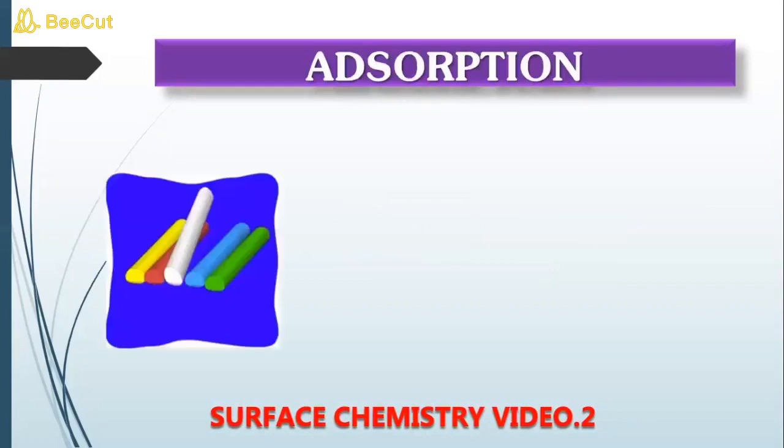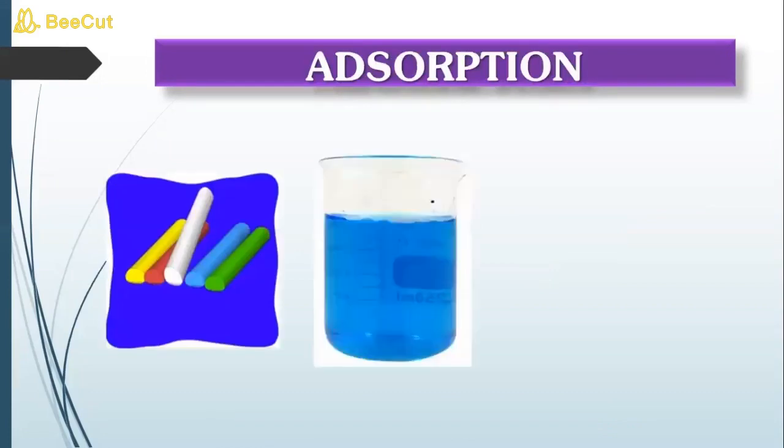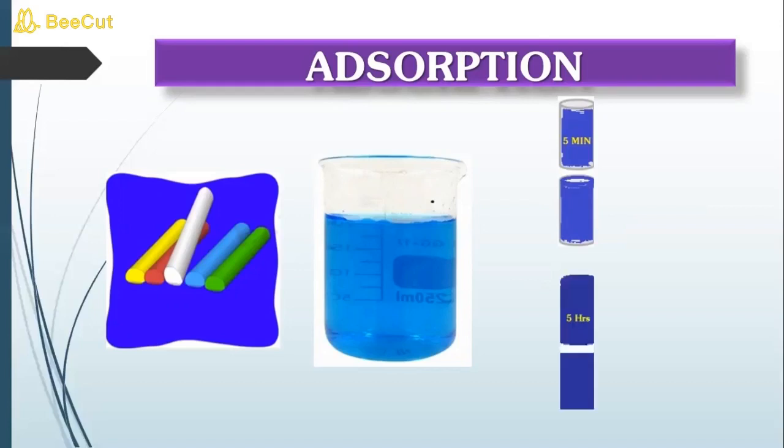For example, here I have a chalk piece, and in a beaker I have blue colored water, into which I'm going to take a white chalk piece. I'm going to dip it in the beaker. One chalk piece, I'm going to keep for 5 minutes, and the other one I'm going to keep for a larger amount of time.